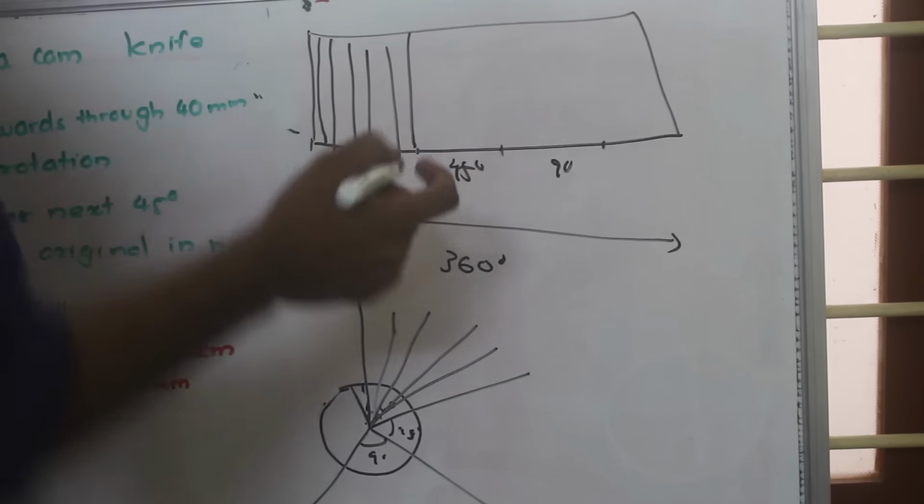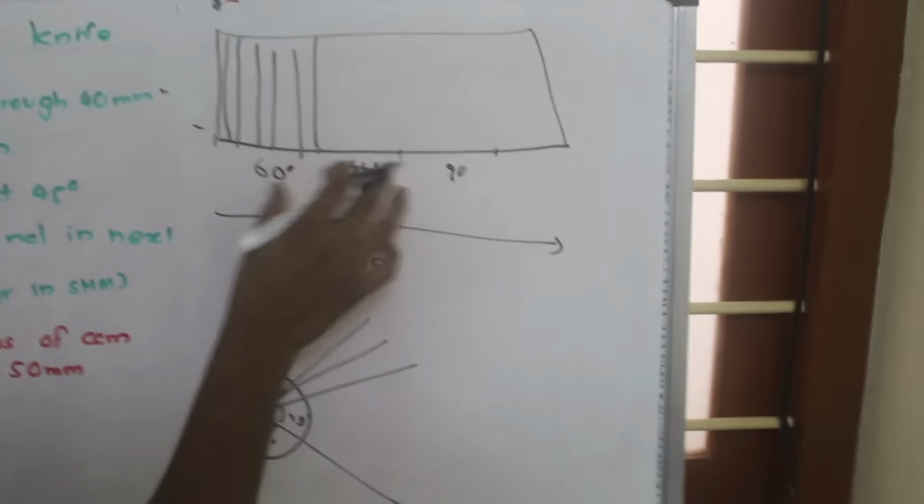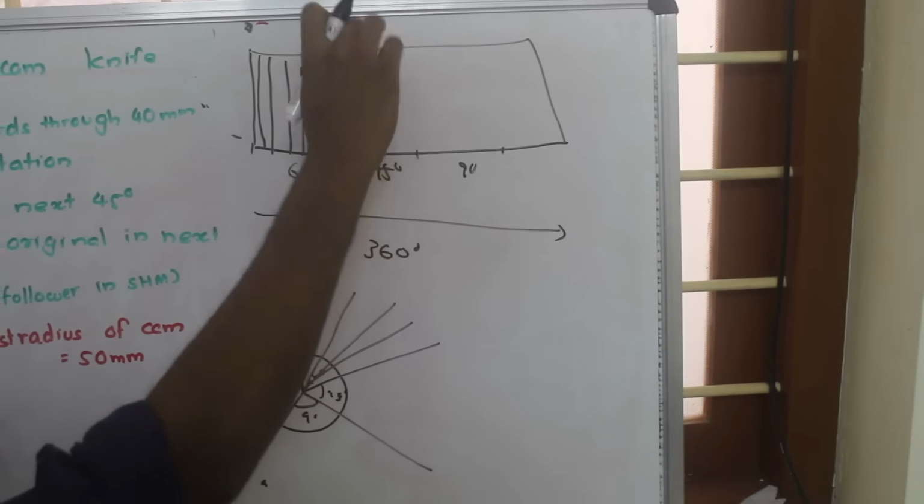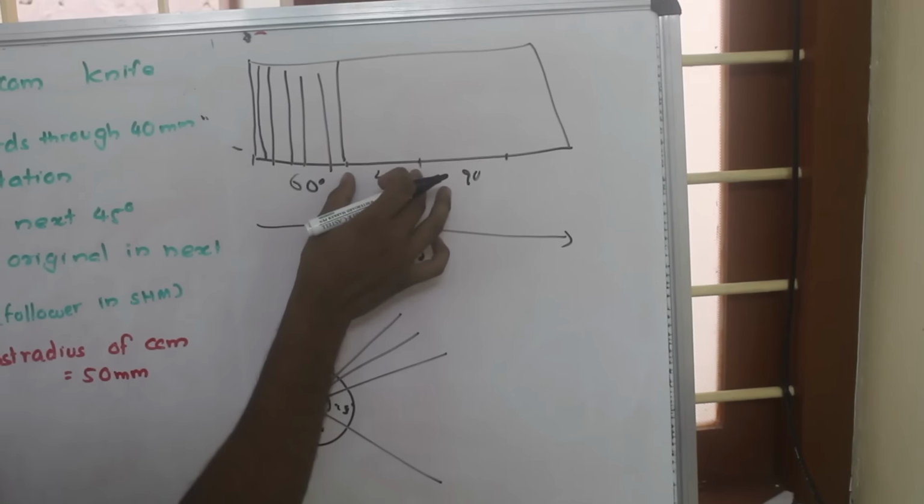Now, this is the dwell time. That means this is rest. At this time, the follower is at rest. We already know the follower will be at a height of 40 mm. So we are not dividing this dwell time.